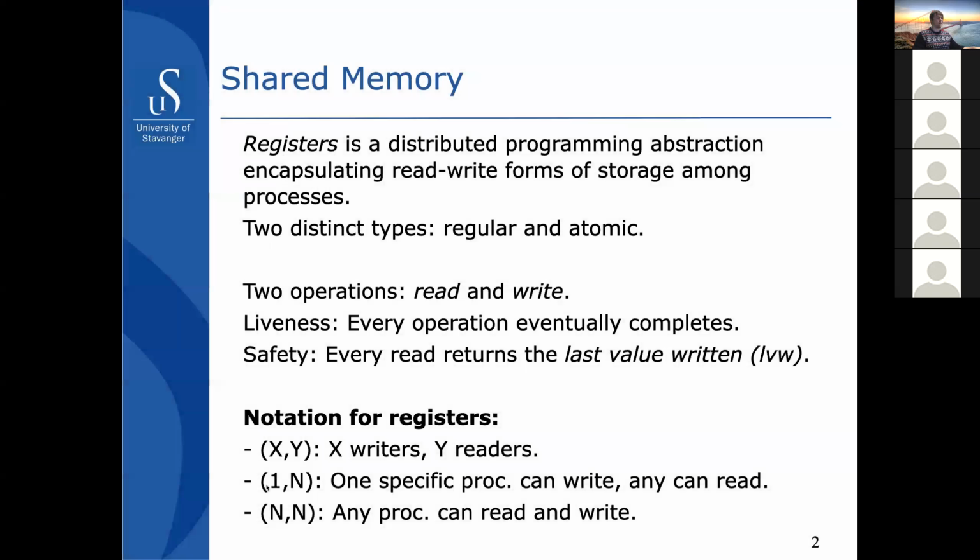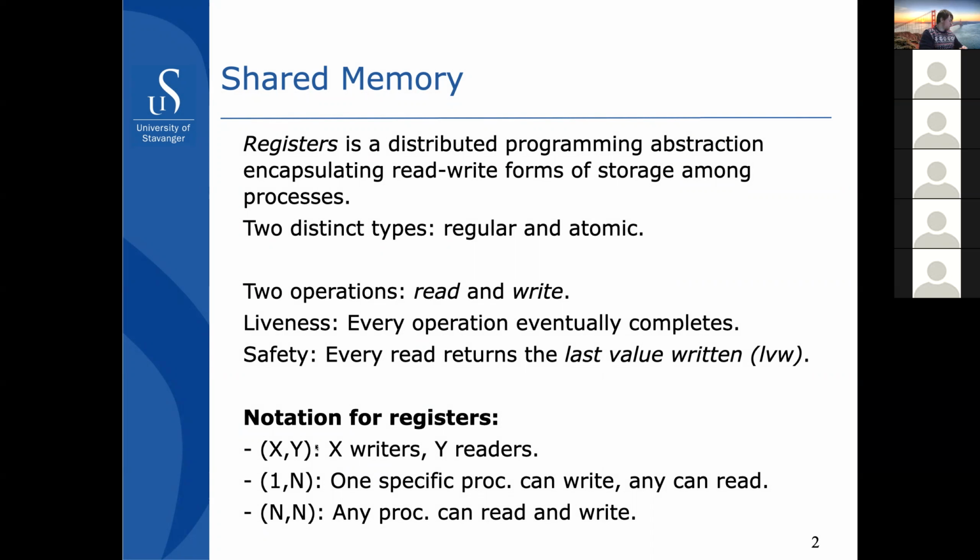Yeah, oftentimes we have one writer and then a lot of readers, so it is kind of a pub-sub type of thing, where only one process can write, but anyone can read. And more advanced registers have an N,N, meaning anyone can read and write. Or you might have any combination of this depending on your specific application or need.